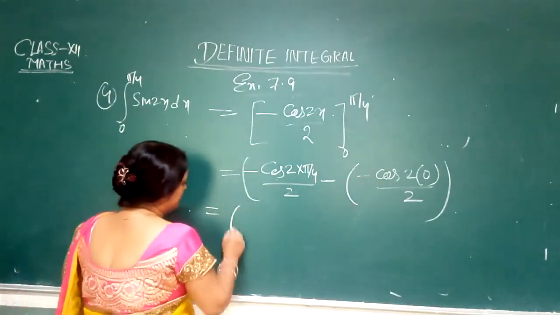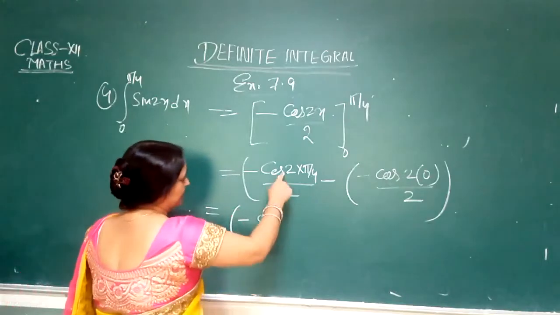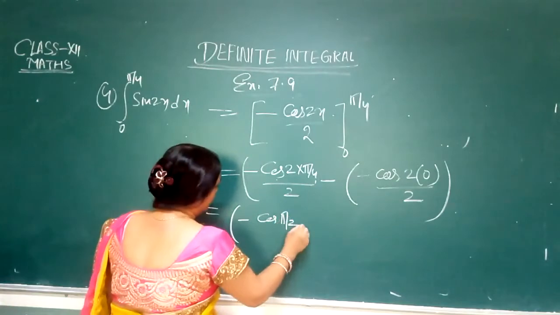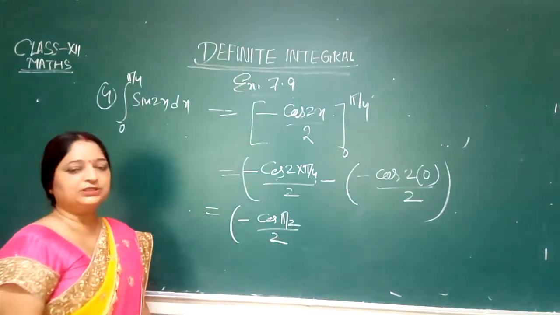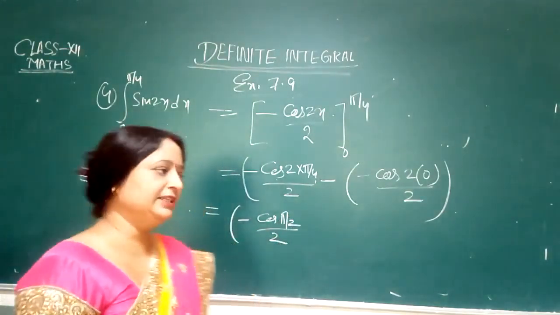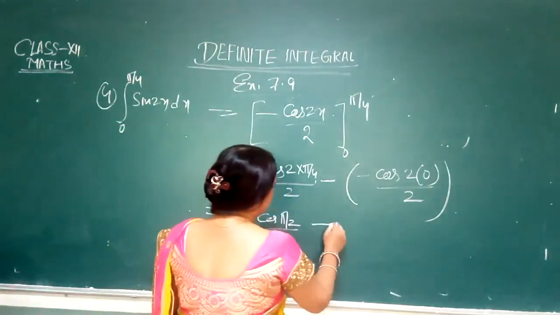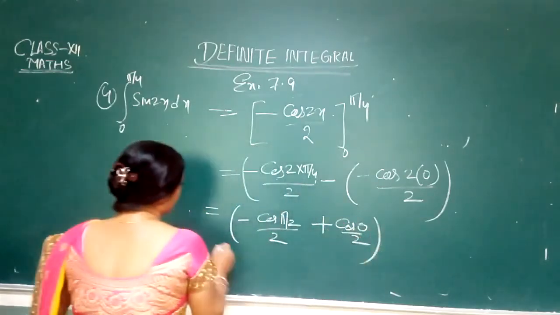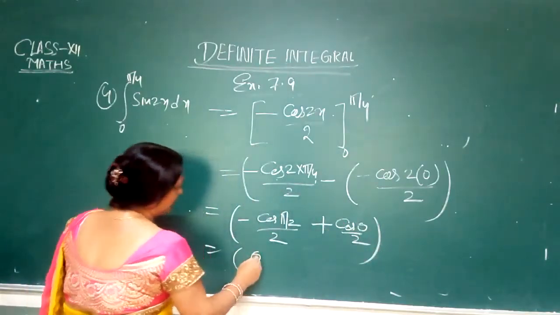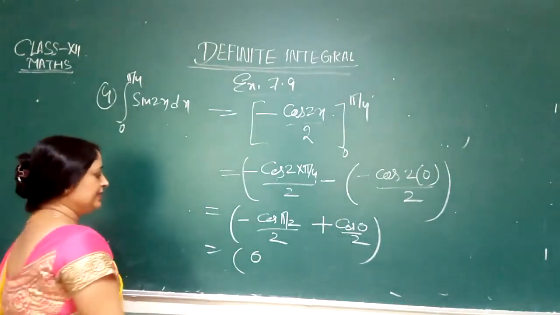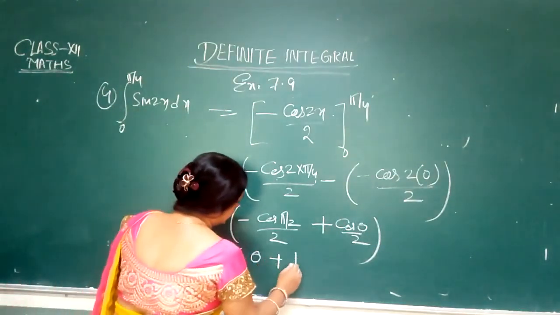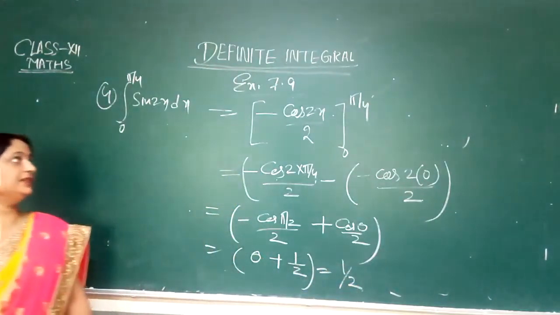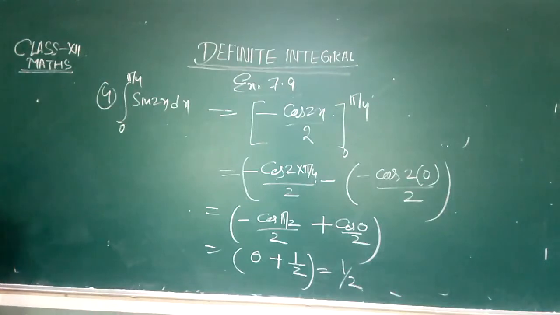After that it will come minus cos. What is the value? It will cancel, so it will come pi by 2 upon 2. What is the value of cos 90 degree? The cos 90 is 0, and after that minus plus cos 0 upon 2. So this term will come 0 because cos 90 is 0, and what is the value of cos 0? That is 1, so here the answer is 1 by 2. So this is the required answer of question number 4.